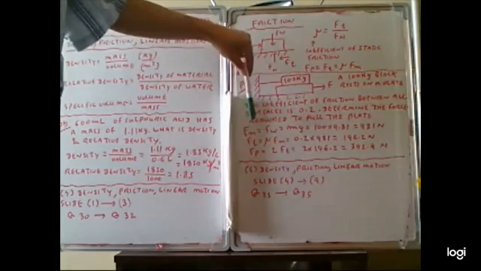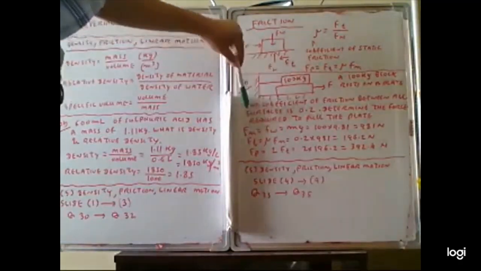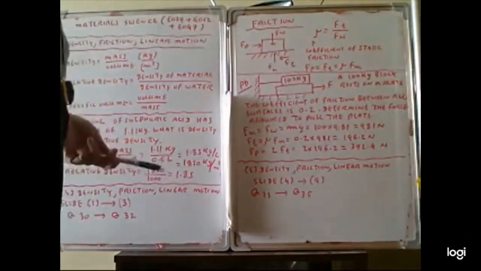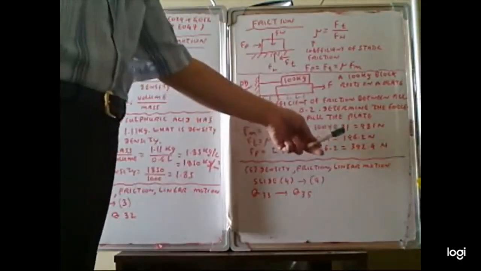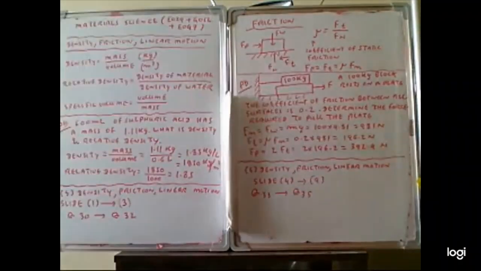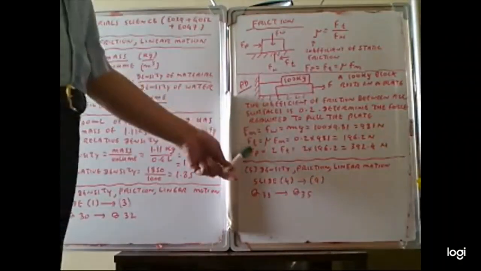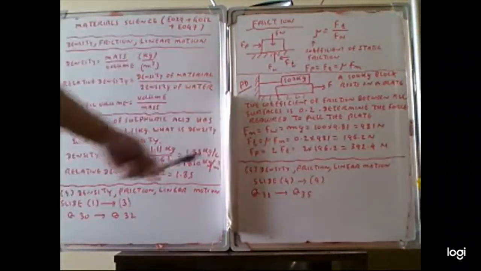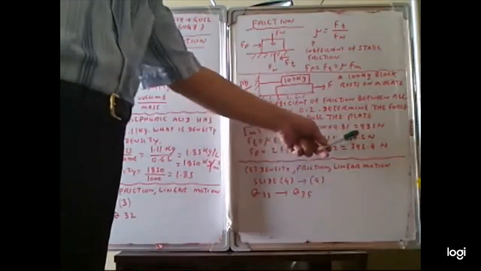Okay, firstly we calculate the Fn. Fn is equal to Fw. The formula is mass multiplied by gravity. So mine is 100 kilogram, gravity is 9.81, so you get 981 Newton. Ft is equal to U multiplied by Fn. So then U is 0.2, Fn is 981, so 196.2 Newton.